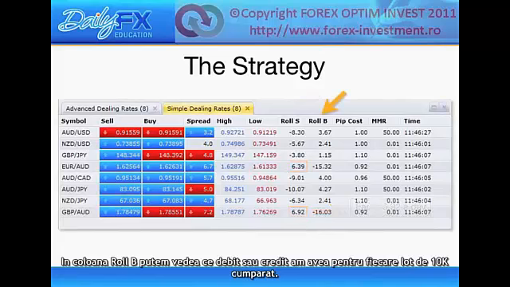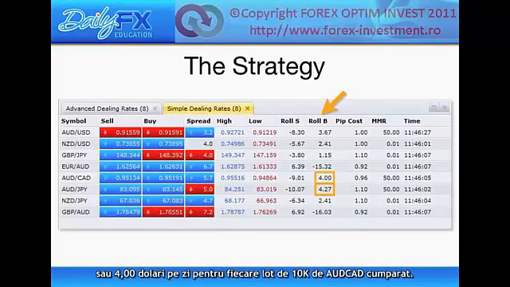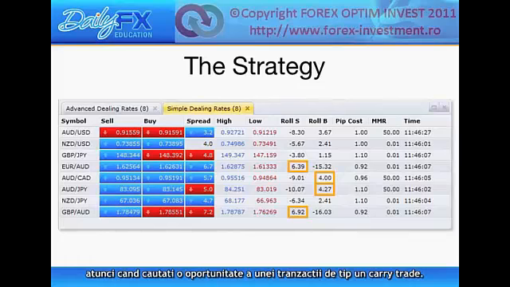In the roll B column, we can see what the debit or credit would be for each 10K lot that was bought. We can see that we could earn $4.27 a day for each 10K lot of the Australian dollar Japanese yen that we bought, or $4 a day for each 10K lot of the Australian dollar Canadian dollar that we would buy. These are the four highest totals, which is something we recommend doing as the first step for looking for a carry trade.